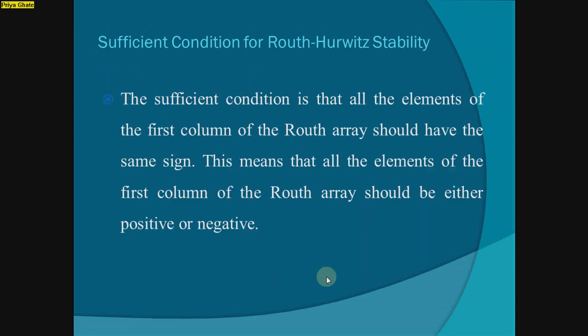Sufficient condition for Routh-Hurwitz stability. The sufficient condition is that all the elements of the first column of the Routh array should have the same sign. This means that all the elements of the first column of the Routh array should be either positive or negative, but all of them should have the same sign for the stable condition.